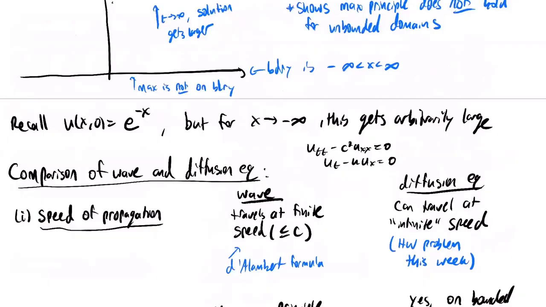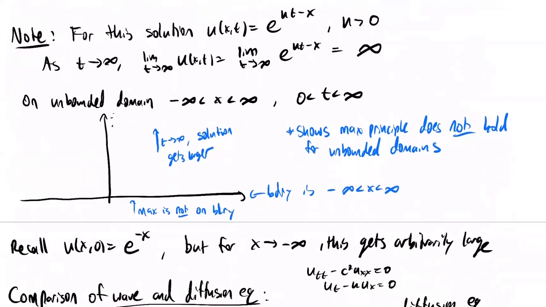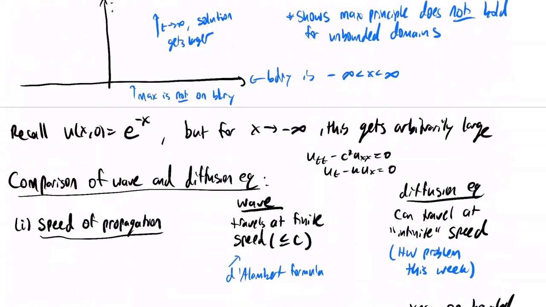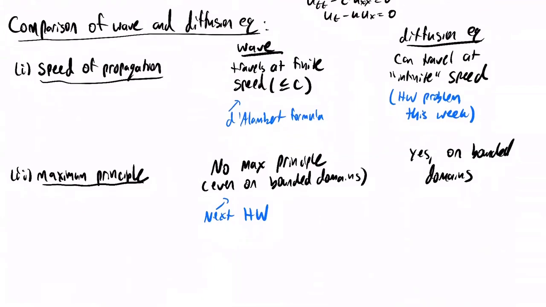But what we saw in this previous example was that if you relax this assumption and you allow your domain to be unbounded, well, then your initial conditions can blow up in either the left or the right direction, which corresponds to your solution growing rapidly with time. And so there can't be a maximum principle because the maximum value is out at infinity.